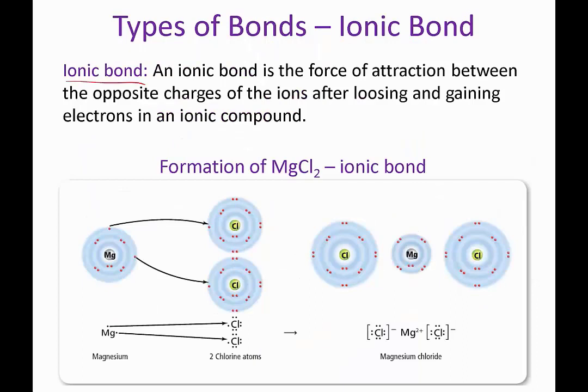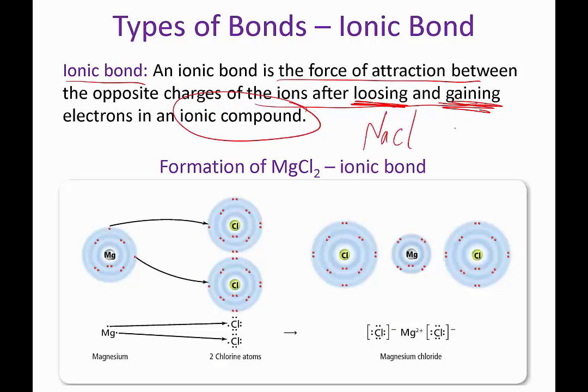So the ionic bond is the force of attraction between two opposite charges, the cation and the anion, the positive and negative ions, after losing and gaining electrons: the metal loses and the non-metal gains. So they form an ionic compound. The result of an ionic bond is an ionic compound. Examples of ionic compounds: NaCl, KI.